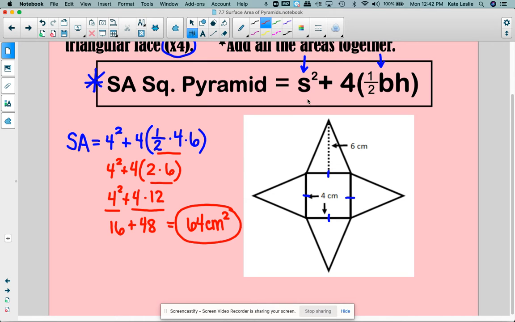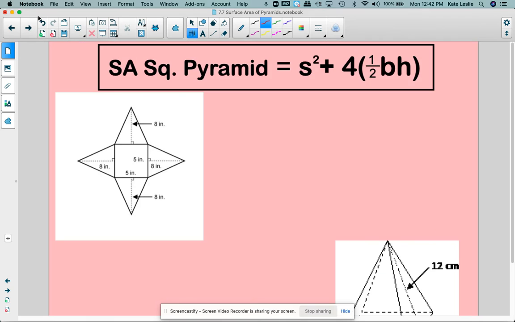Okay, so as long as you follow this formula, it should be rather easy. Let's try another one. For this one, we have a different square base, obviously. So side squared, this is referring to the square base. Each side is 5 inches, so we have 5 squared plus 4 times 1/2 times, if you notice, the base is 5, times the height, which is 8.